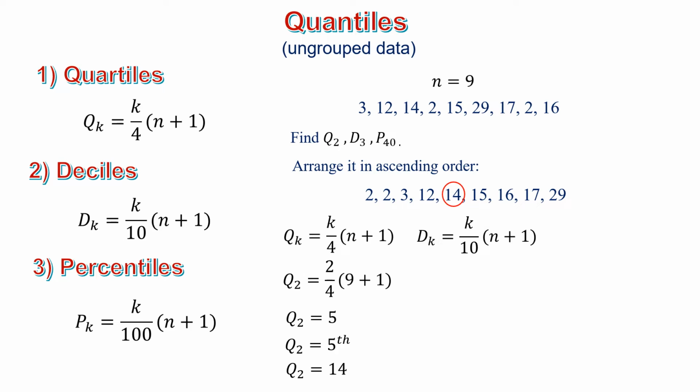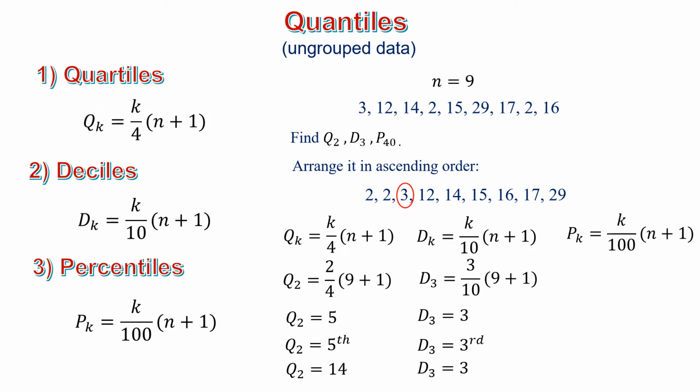Then we have the formula for deciles. We will be looking at D3, which is equal to 3 over 10 times 9 plus 1. Simplifying further, we get D3 is equal to 3. It means that D3 is equal to the third number, which is equal to what? Correct, it is equal to 3. So therefore, D3 is equal to 3.